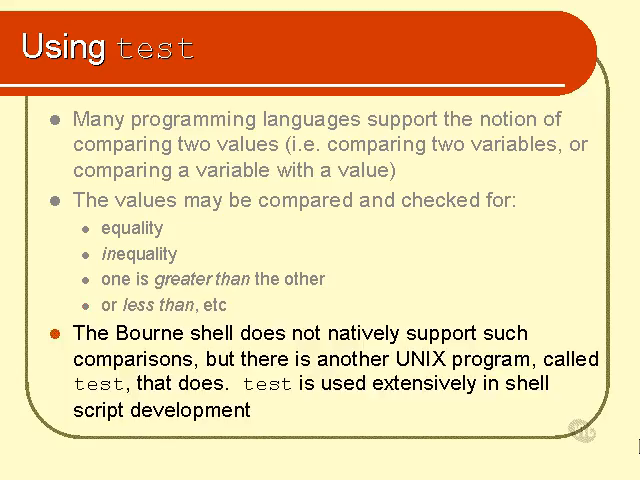Now, it should be noted that the Bourne shell does not natively support such comparisons. The reason for that is that the Bourne shell really doesn't support the notion of integers at all. You might recall that I mentioned earlier in the module on variables that all variables in the shell are strings. There are no integers, so you can't really say if one is greater than another. However, all is not lost.